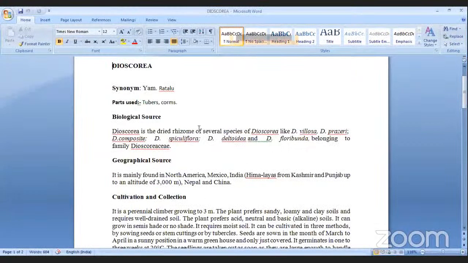Okay, Dioscorea, which is also known as yam or ratalu. Synonym is the yam or ratalu.